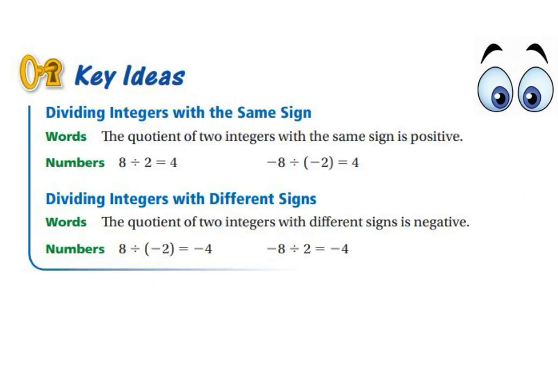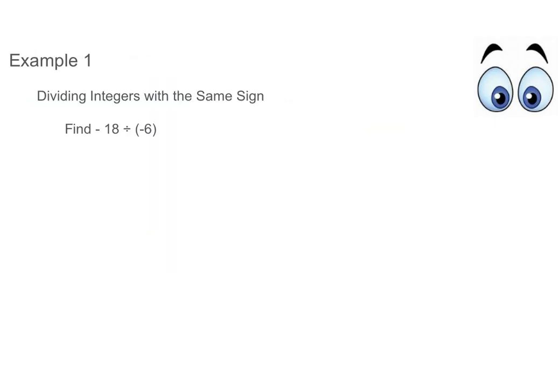This slide is in your student journal, and it's just a review of the integer rules that we already talked about. If the signs are the same, it's positive. If the signs are different, the quotient is negative. So please make sure you write this example down in your student journal and write it exactly how you see it. A negative divided by a negative is positive, and 18 divided by 6 is 3. So therefore, the quotient is positive 3.